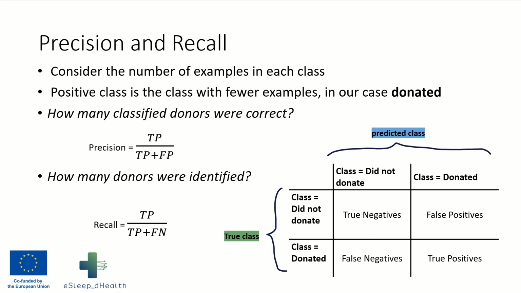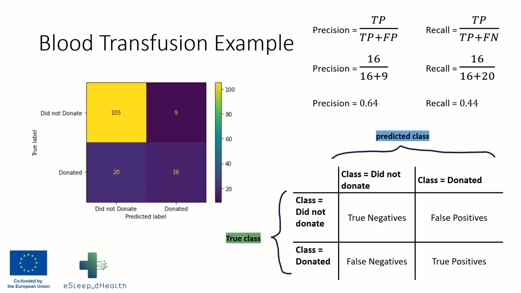So let's look at the numbers. Here, for the precision, we use the true positives divided by the true positives plus false positives. So here we take 16, so the bottom right, divided by 16 plus 9. So we have a precision of 0.64. And for the recall, we take the true positives and divide them by the number of true positives plus false negatives. So here it is 16 divided by 16 plus 20, which results in a recall of 0.44.